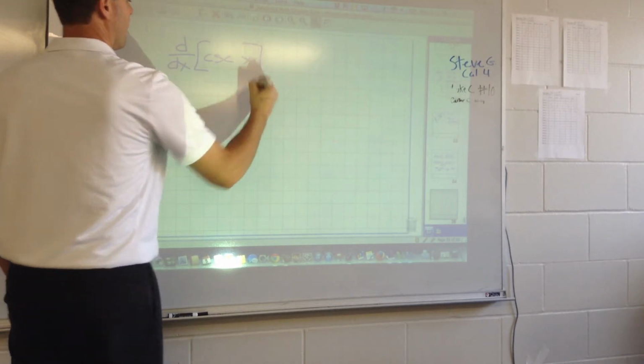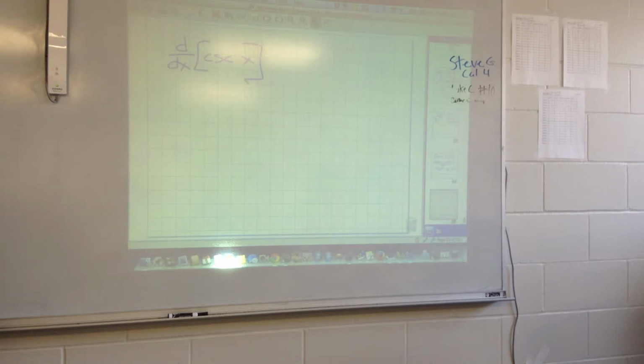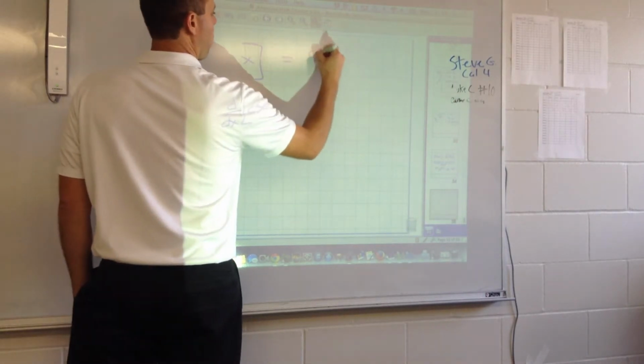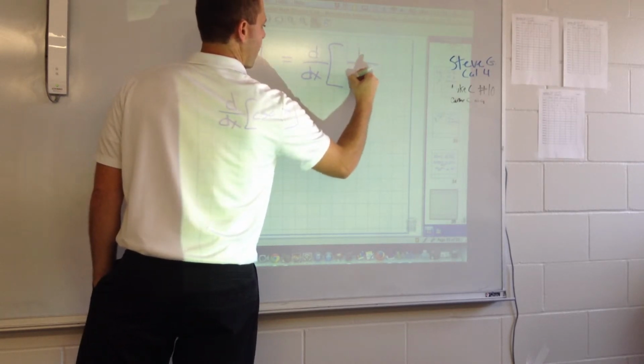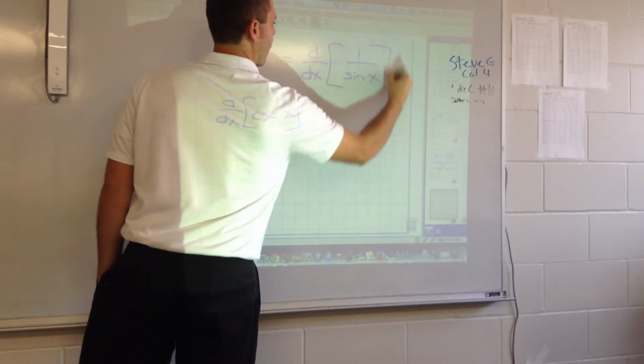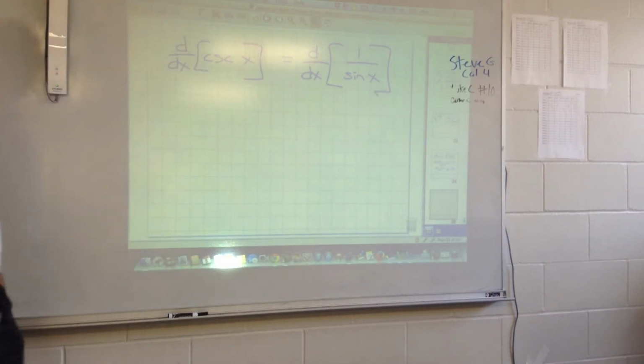Let's do this. So what do you think we would do? Rewrite it. Rewrite it as 1 over sine. So like last year, you want it in terms of sine and cosine and tangent. You'll want it as simple as you can make it.